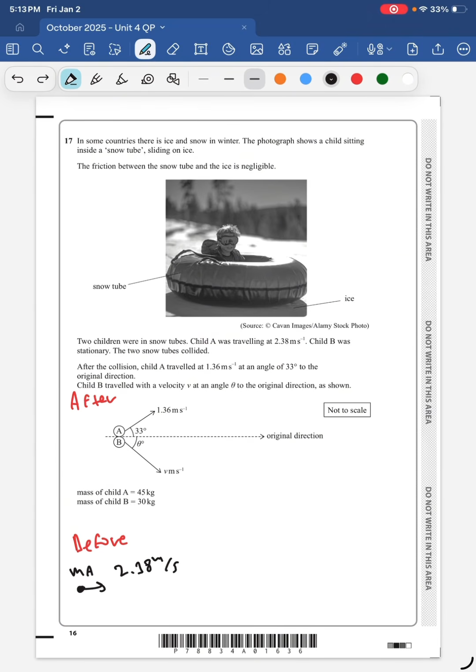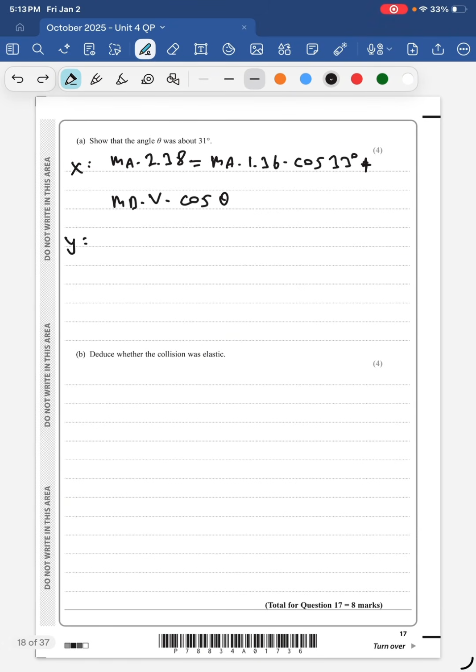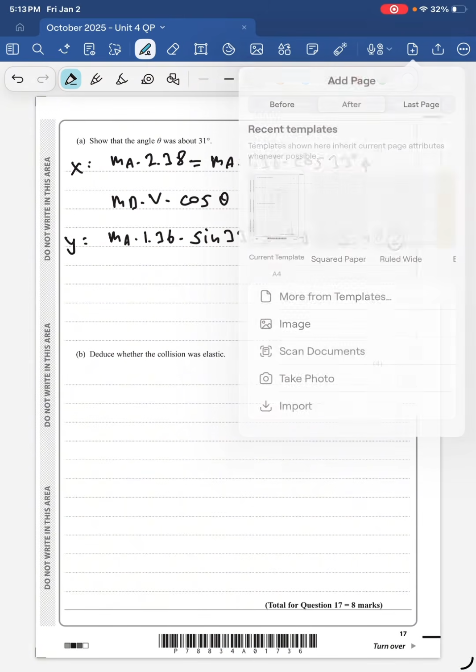And we are talking about child A. So in the y direction, we have ma times 1.36 times sine of 33, should be equal to mb v times sine theta, okay? Let's call this equation 1 and equation 2, and because I'm going to run out of space, I'm going to use a clean page.